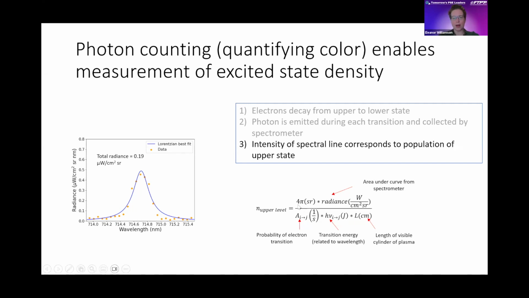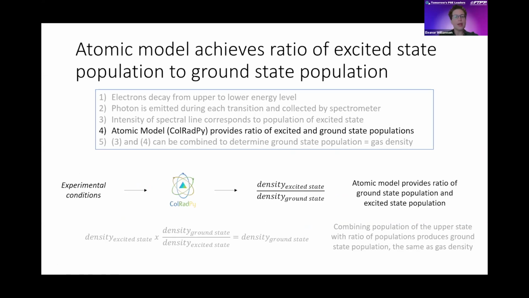So what's really going on here is that if you have a bunch of electrons in an upper level state, and there's some probability of them falling, and you know exactly how many are falling because you can count the photons, you know exactly what the population is of the upper level in that atom. And so we use this equation to do just that, and we get a population of the upper level. So now what? We have a population of the upper level. Now we need to get a ground state population.